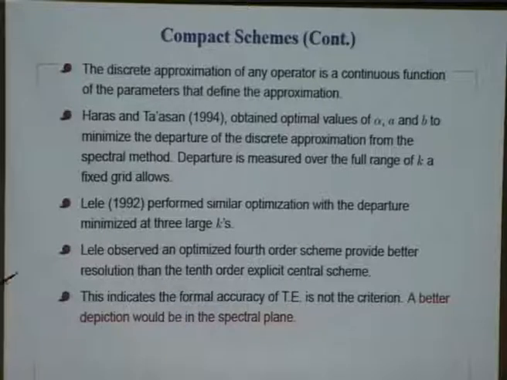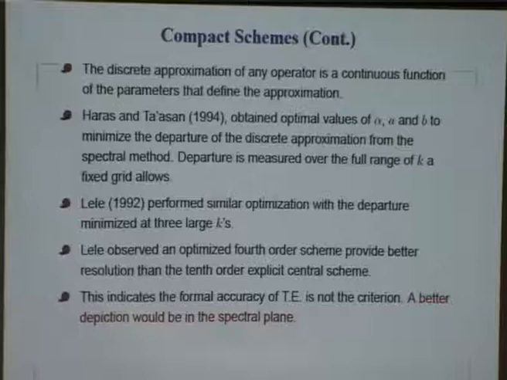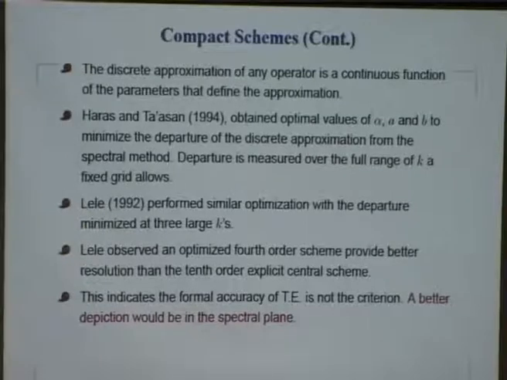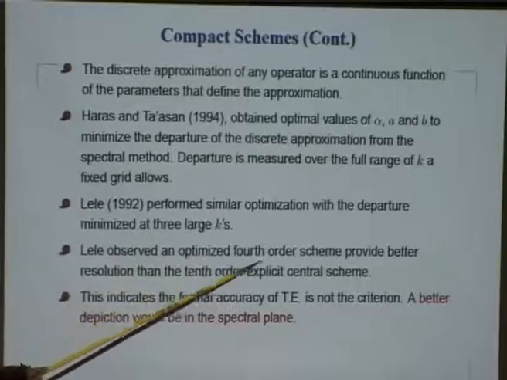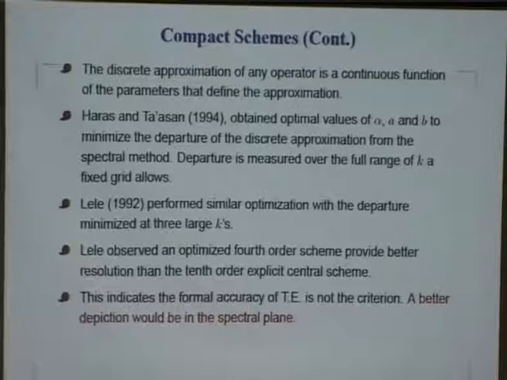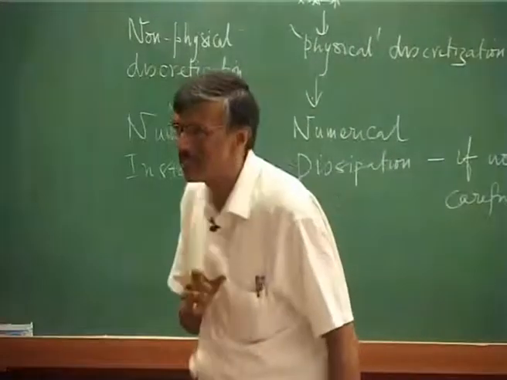What Lele noticed was in a very landmark paper, by the way. Incidentally, he is an alumnus of this institute, you would be happy to know, and he is faculty at Stanford now. In this very important paper that he wrote in 1992, he found that this optimized 4th order scheme provides accuracy that is better than an explicit 10th order scheme. And that is the motive for which we will adopt compact schemes, because this gives you unprecedented access to accuracy.